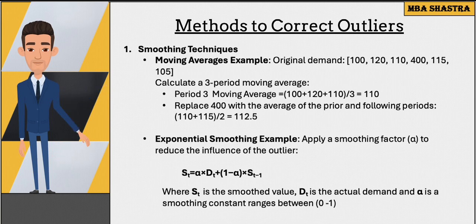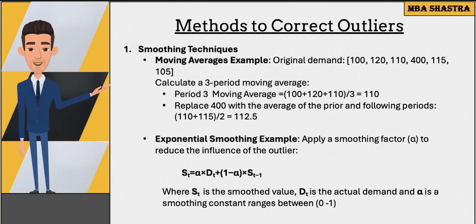Smoothing techniques. Moving averages example. Given original demand: 100, 120, 110, 400, 115, 105. Calculate a 3-period moving average. Period 3 moving average equals (100 plus 120 plus 110) divided by 3 equals 110. Replace 400 with the average of the prior and following periods: (110 plus 115) divided by 2 equals 112.5.